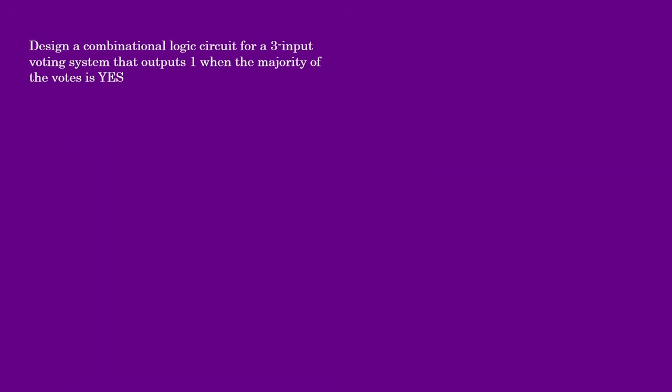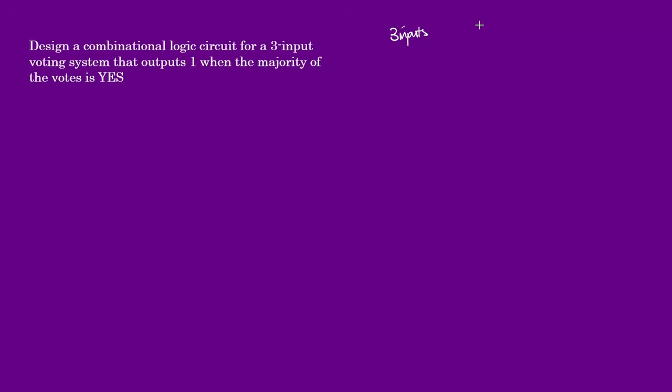Design a combinational logic circuit for a 3-input voting system that outputs 1 when the majority of the votes is yes. So we know we're designing a combinational logic circuit. That one is certain. For a 3-input voting system, they've given us a clue. We've got 3 inputs. So recall what we said.